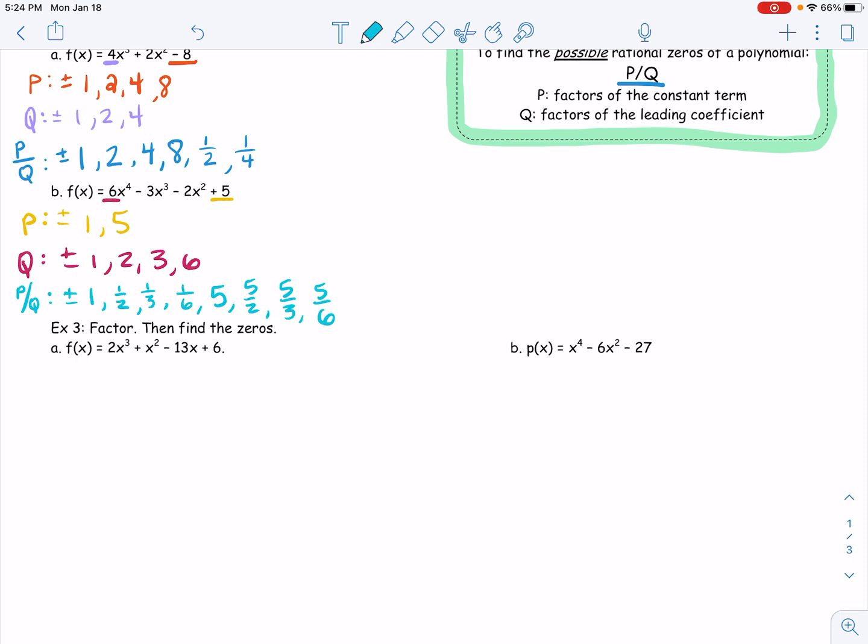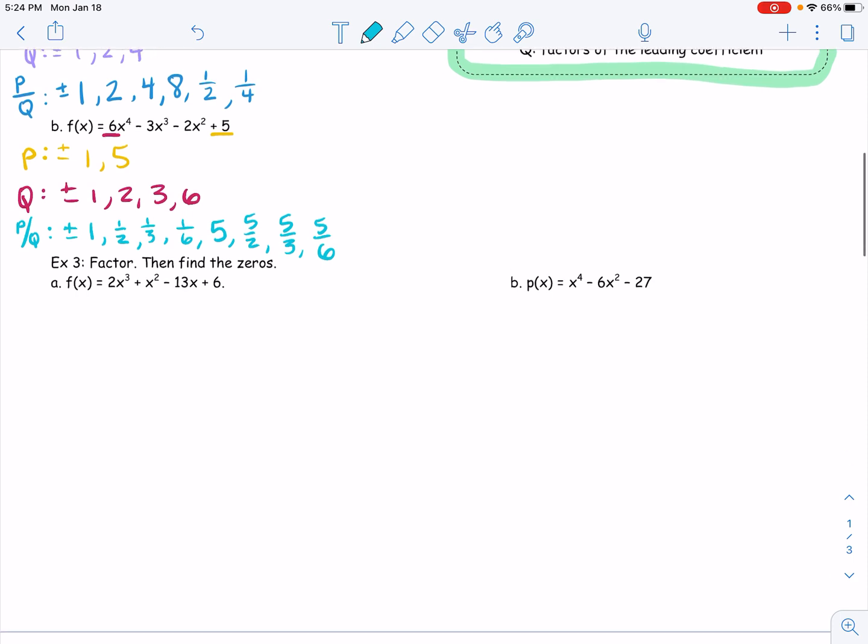Just looking at it really quick, I know the GCF in the first 2 terms would be x squared, leaving me with 2x plus 1. And the GCF in the last terms is just a negative 1, and I'm not going to get that 2x plus 1 inside the parentheses. Because those 2 parentheses are not the same, that means it's not factorable. So this means I need to list out my P over Q values. So here's where I'm going to show you what we do with those possible rational zeros.